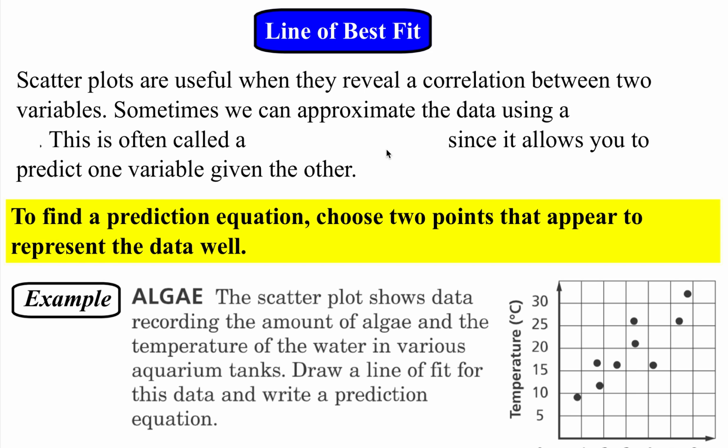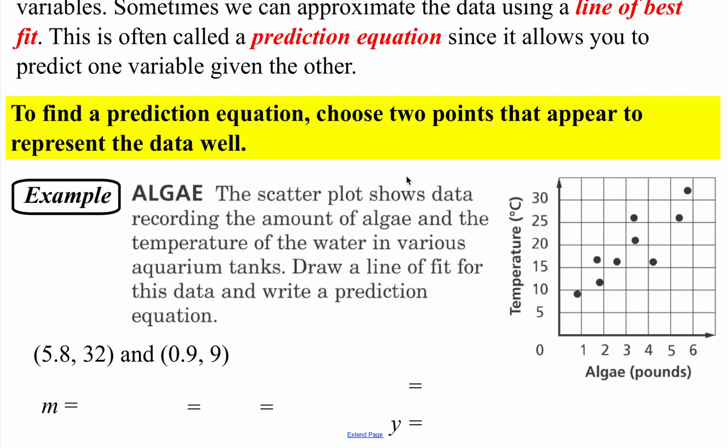So scatter plots are useful when they give us some kind of a correlation between two variables. One of the things you need to remember is correlation does not prove causation, so one's not causing the other to happen, but it does help us to make some predictions. So sometimes we can approximate data using a line of best fit. That's also often called a prediction equation because it lets us predict one variable if we know the other one.